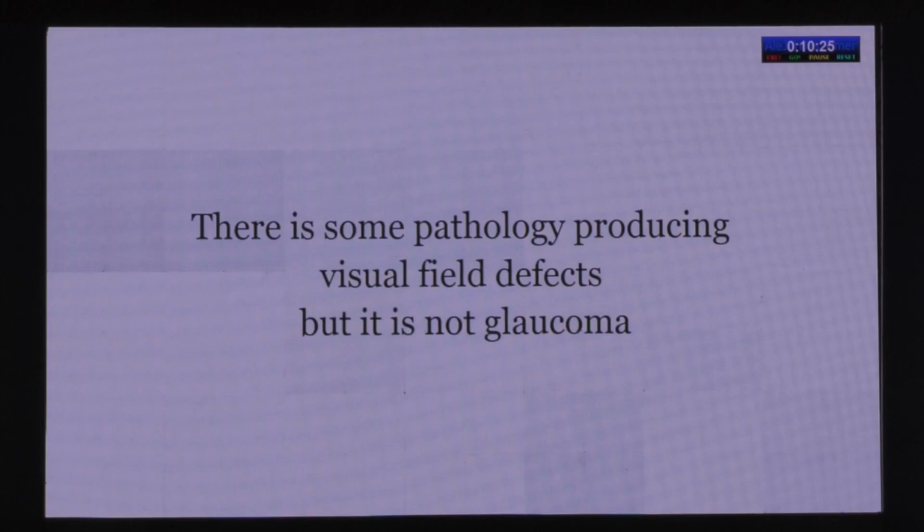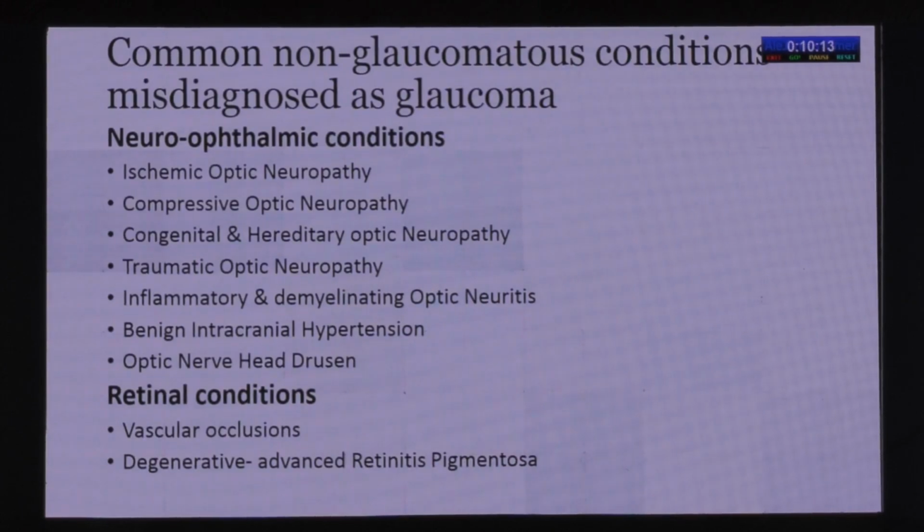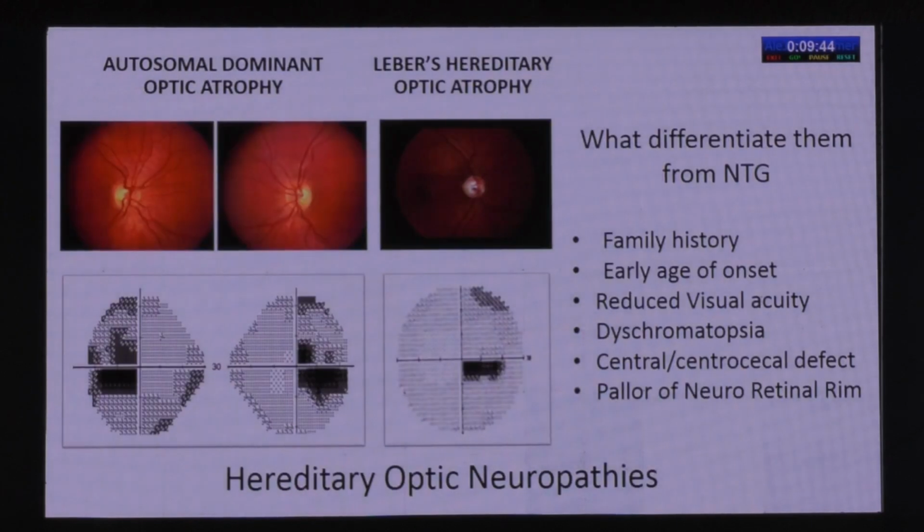Then there is some pathology producing the visual defect, but it is not glaucoma. Some neuro-ophthalmological conditions and some retinal conditions can produce field defects which will mimic glaucoma. Then we have to clearly differentiate these because otherwise we will be in grave trouble. The common non-glaucomatous conditions that are misdiagnosed as glaucoma are neuro-ophthalmic conditions like ischemic, compressive, hereditary, traumatic optic neuropathy, or some inflammatory and demyelinating diseases like optic neuritis, and there is benign intracranial hypertension and optic nerve drusen. All these can produce field defects which will be misdiagnosed as glaucoma. And certain retinal conditions like vascular occlusions and advanced retinitis pigmentosa also can produce field defects like glaucoma.